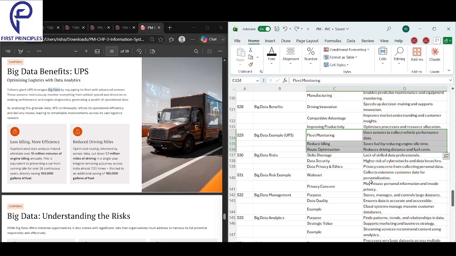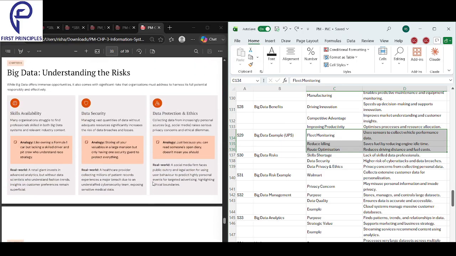It uses sensors to collect your vehicle performance data. It saves fuel by reducing idle time and reduces engine distance and fuel cost. Now, there are some risks also with big data. With all good things, there are some risks as well.